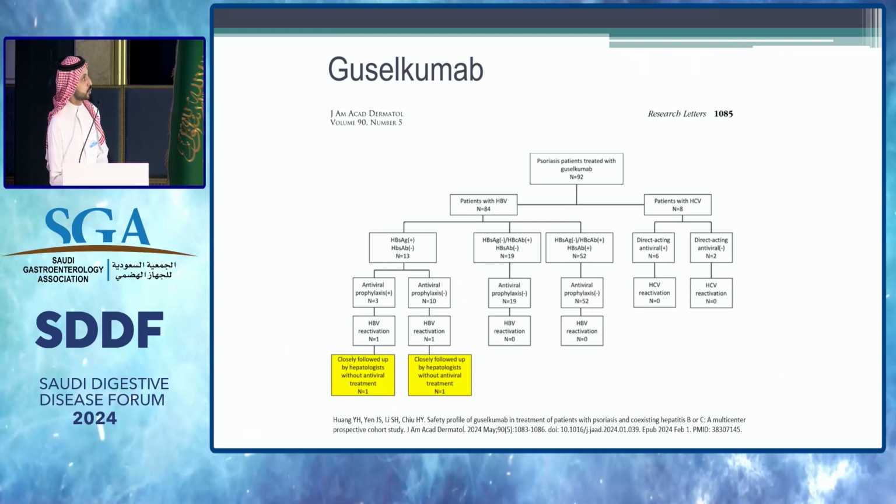On the other side, among patients who did not receive prophylaxis, 1 patient had reactivation. Of note, that patient had stopped his medication due to reimbursement reasons. 2 months after stopping the medication, he developed the reactivation. That patient also did not require antiviral treatment, and they just continued with monitoring with eventual improvement of the LFTs and the DNA. On the other side, patients with surface antigen negative, core positive, they divided them into surface antibody positive and negative. However, all of these patients did not develop reactivation.